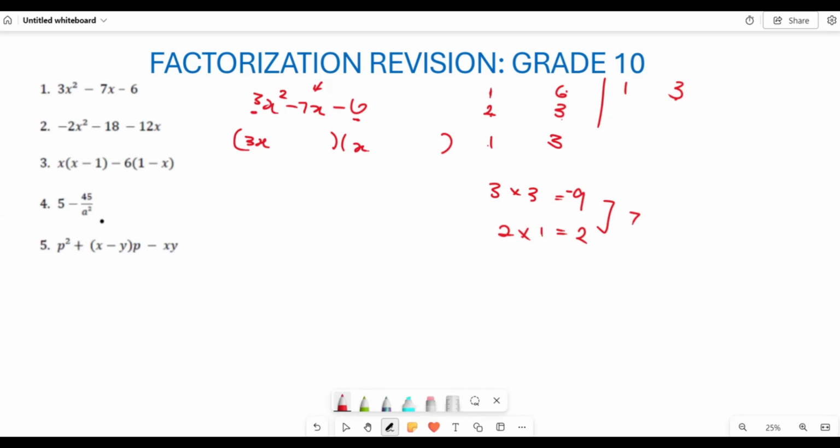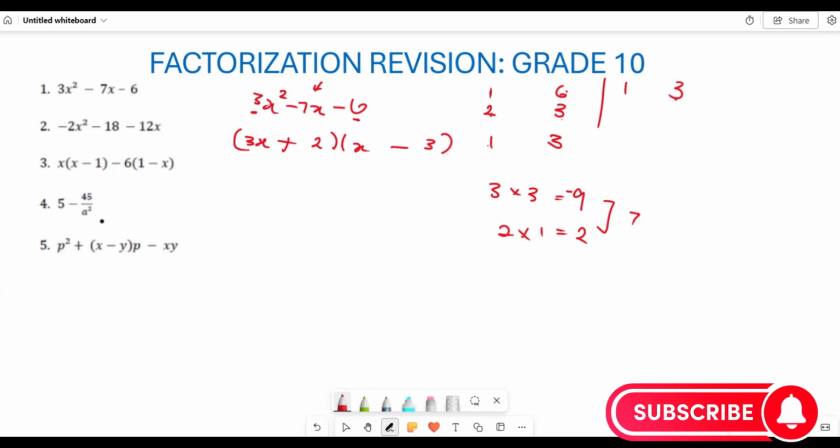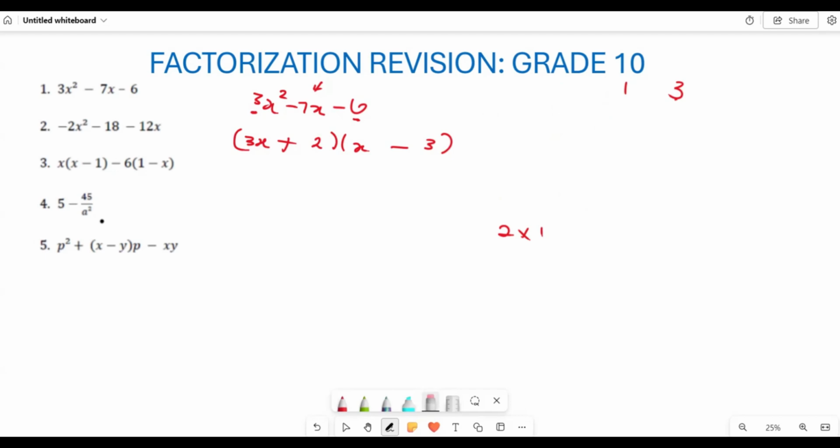Here I am going to use my 3, because 3 times 3 gives me 9. And then the 2 that I'm going to use is going to be here. Because I am looking for my middle term to be negative, this is going to be negative here, because 3 multiplied by negative 3 gives me negative 9x. And then here I can have my positive, because I know that negative 9 plus 2 gives me negative 7. So this is how I would solve this one firstly.